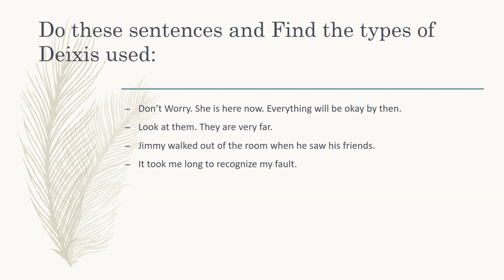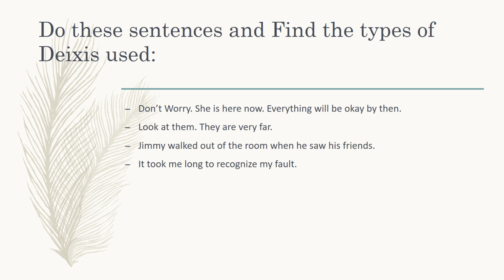Now you are supposed to do these sentences and find the types of deixis used. However, I'm going to do one. I'll choose number 2. Look at them, they are very far. Look, it's a verb. It is not an expression used to point at anything. However, it makes you look at something, right? Or makes you see something. At them. Them is a word that is used to refer to more than one person. So, them is what? Person deixis.